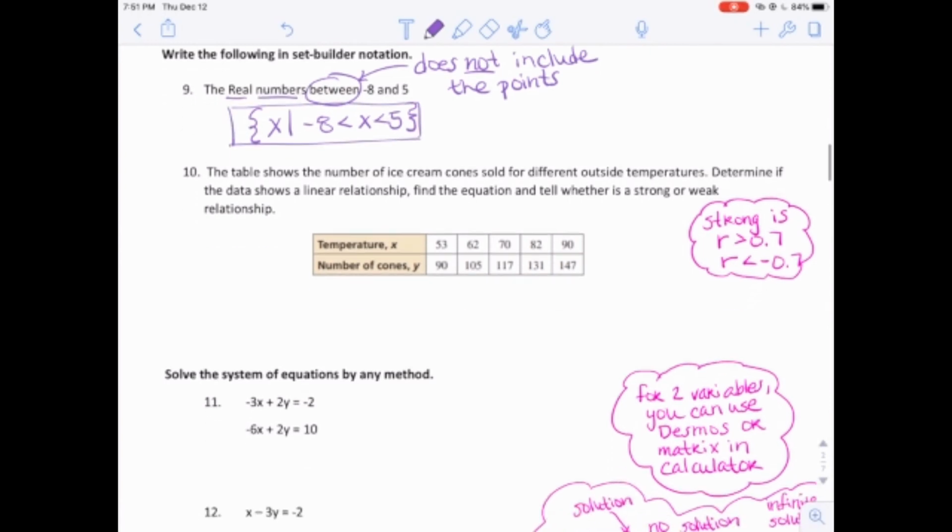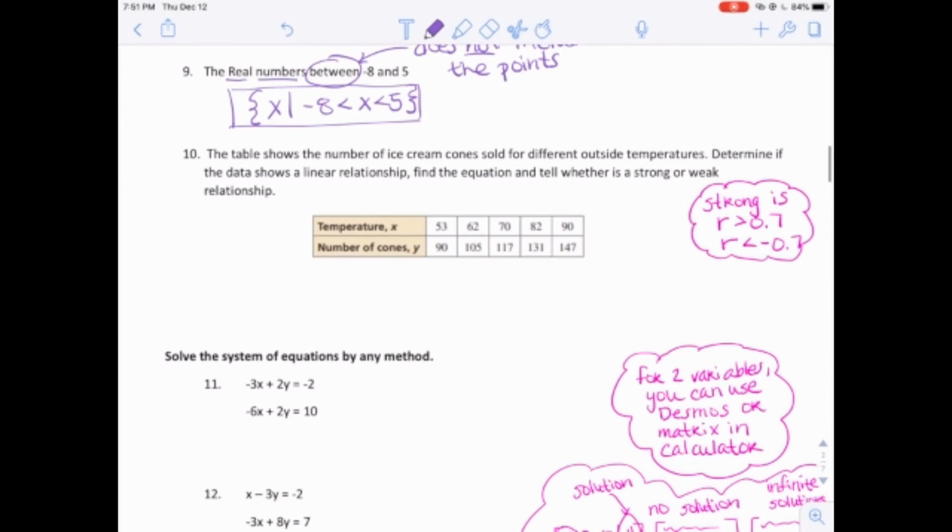All right, number 10, last one. The table shows the number of ice cream cones sold for different outside temperatures. We want to determine if we have a linear relationship. We want to find the equation and tell whether it's a strong or weak relationship. So 3 things to determine. Remember that a strong linear relationship is greater than 0.7, tops out at 1, and a strong negative linear relationship would have an R value or a correlation coefficient less than -0.7 between there and 1.